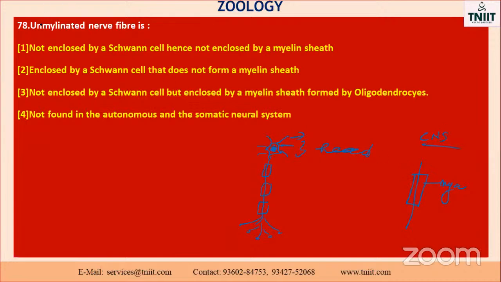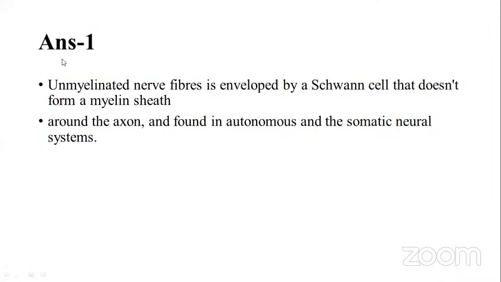Here, the question is: non-myelinated nerve fiber is not enclosed by the Schwann cell, hence not enclosed by the myelin sheath. Enclosed by the Schwann cell that does not form a myelin sheath. Not enclosed by the Schwann cell, but enclosed by the myelin sheath formed by the oligodendrocytes. Not found in the autonomic and also somatic nervous system. Okay, the options are here. Option 1 is the correct one.